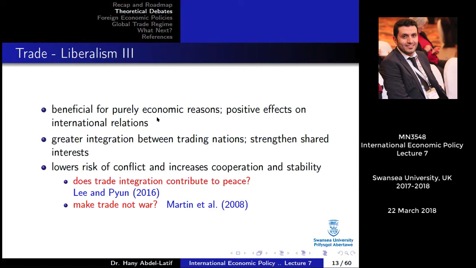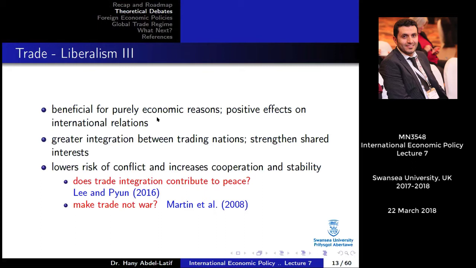So let me tell you about the finding in this paper. What did they do? They collected data over, I think, 50 years, and they looked at bilateral trade, so trade agreements and trade transactions between different countries over 50 years. Of course, they also collected data about military conflict. They concluded that trade reduces the likelihood, or the probability, of being involved in military conflict.